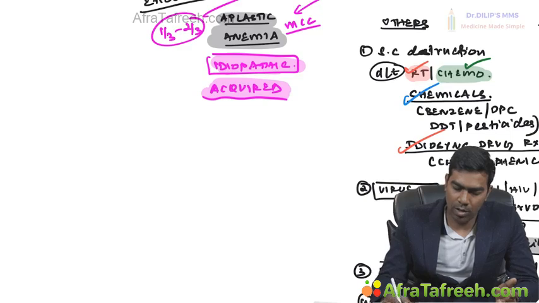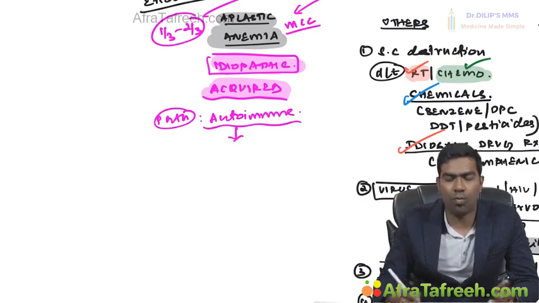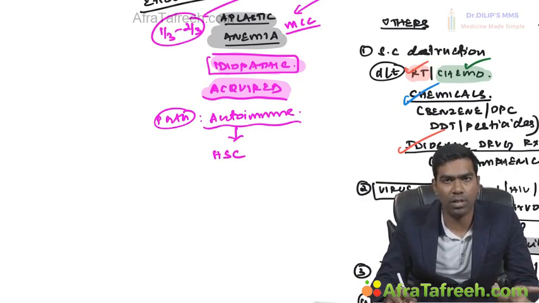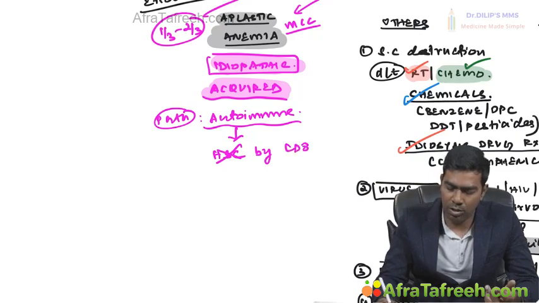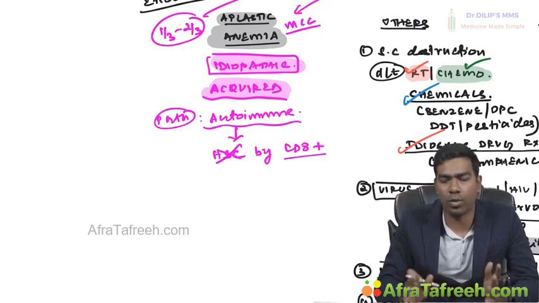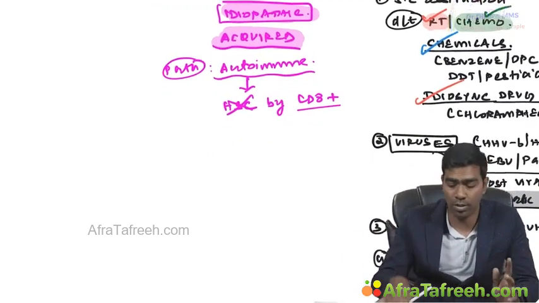The next thing, if you want to know the reason, pathophysiology wise, it is due to autoimmune destruction. Autoimmune destruction, what are they going to destroy? The hematopoietic stem cell, the pluripotent hematopoietic stem cell in the bone marrow, that is what is going to be destroyed by CD8 positive T cells, CD8 T lymphocytes, cytotoxic T killer cells. These are the ones that are going to destroy these hematopoietic stem cells within the bone marrow due to an unknown reason, we don't know the cause.